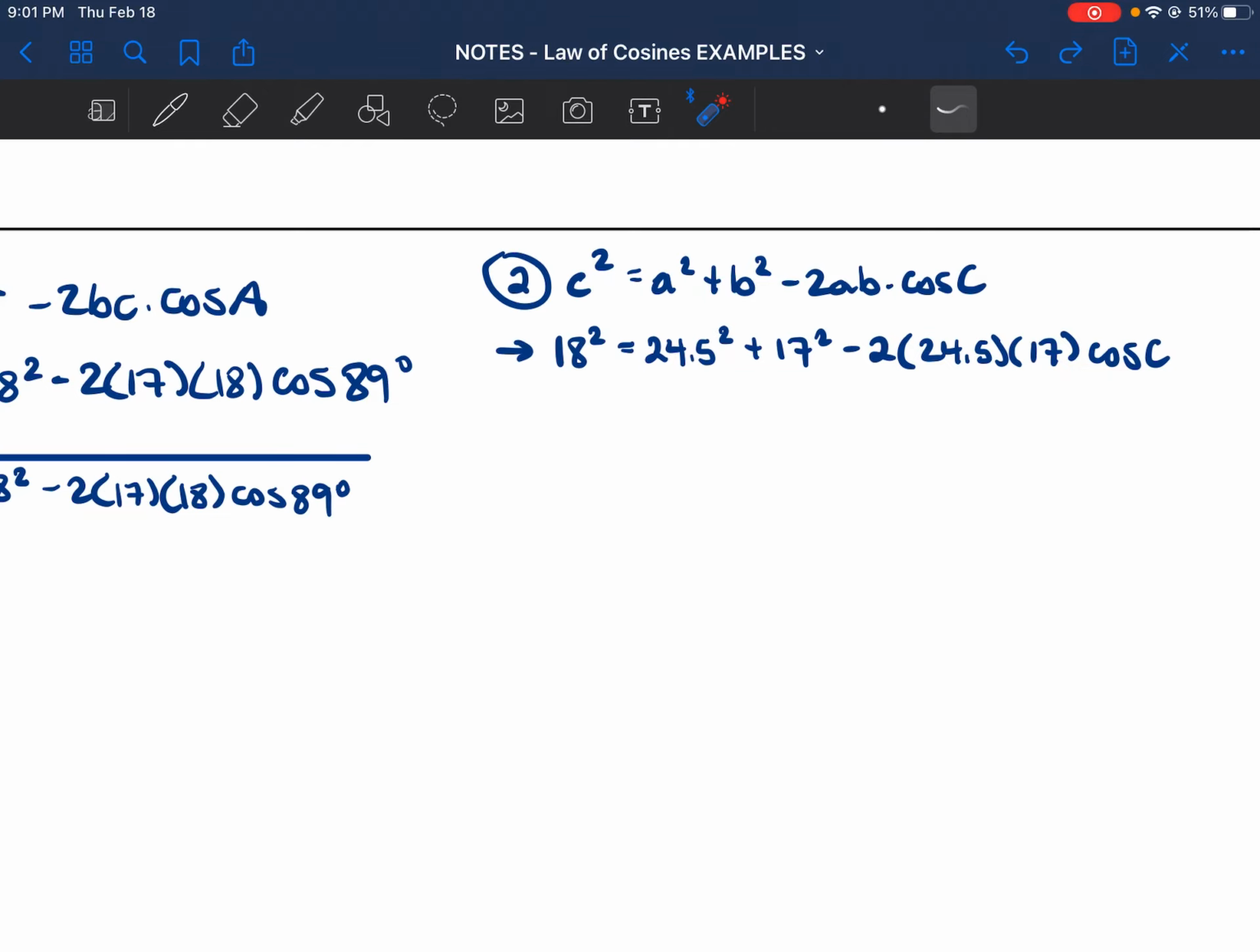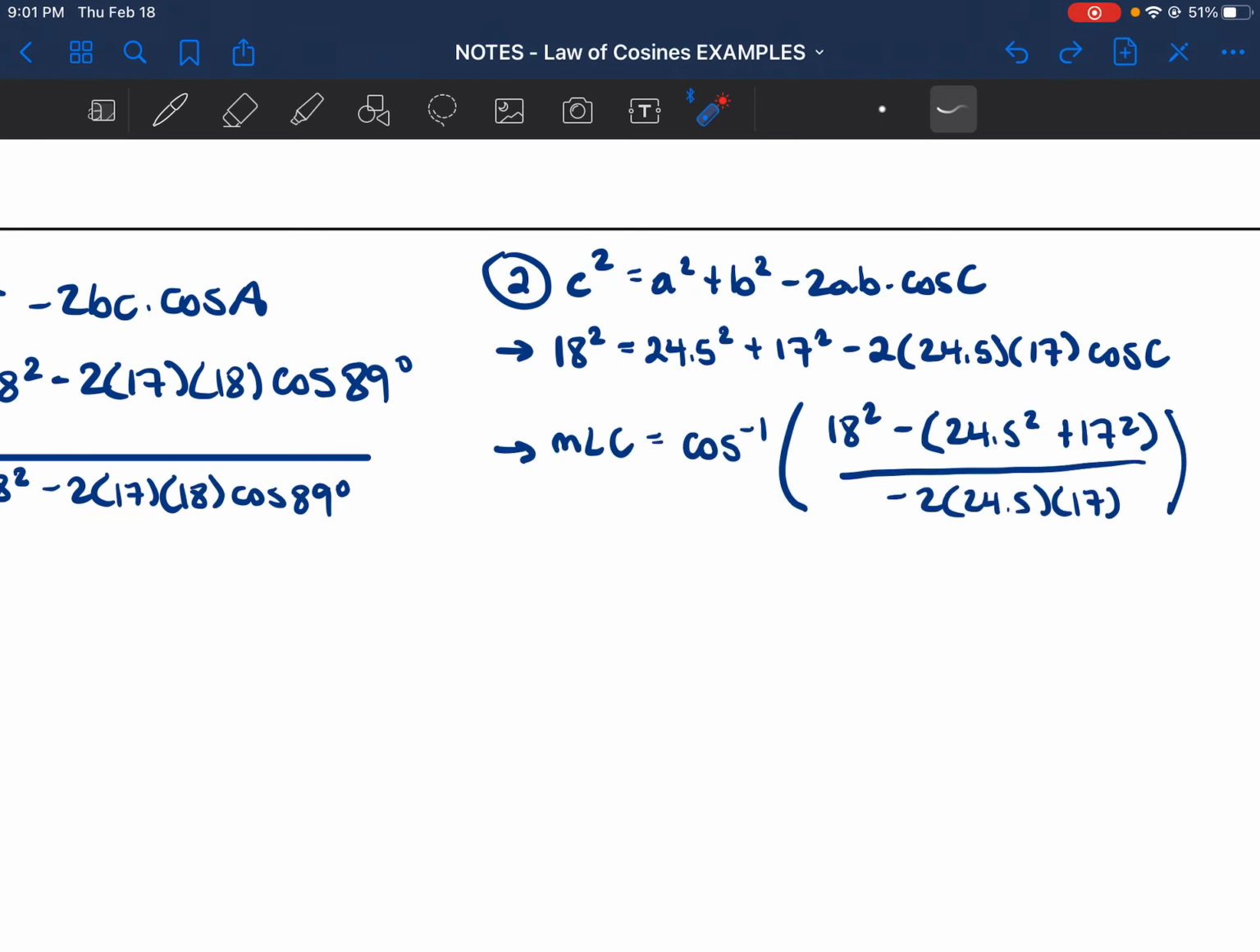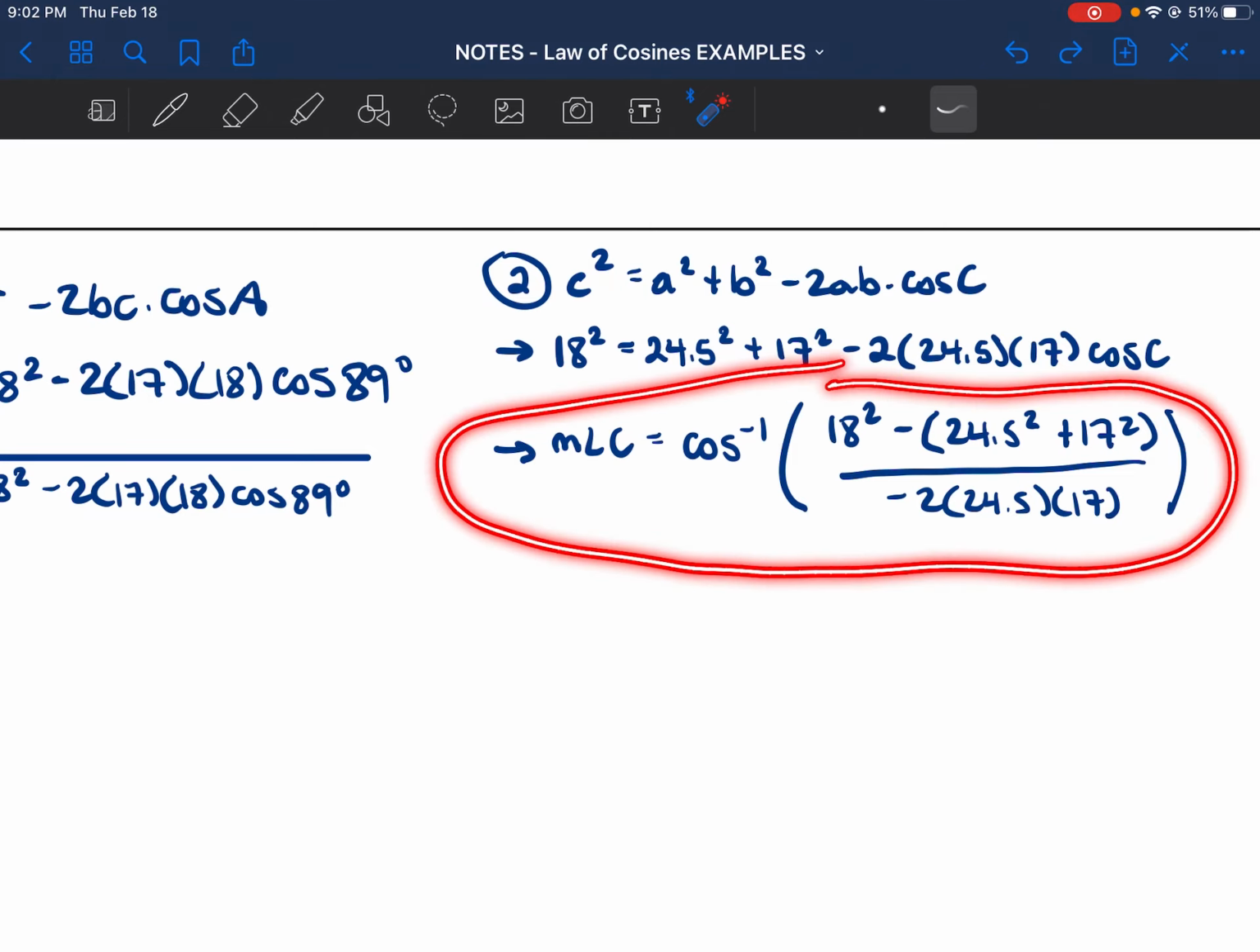So thinking about all the different things that I would end up doing, I wouldn't combine them all into one step. Here's the 18 squared. Here's this 24.5 squared plus 17 squared that I ended up subtracting from the 18 squared. Here's the negative 2 times 24.5 times 17 that I would end up dividing by. And here's the inverse cosine that I would end up taking. So instead of showing every single step, which would take 6-7 steps probably, I can throw all this into one step as long as I know the correct order.